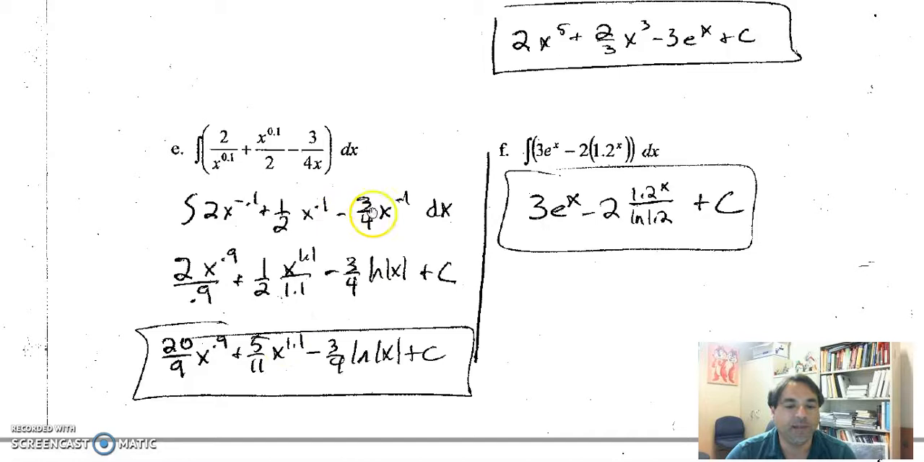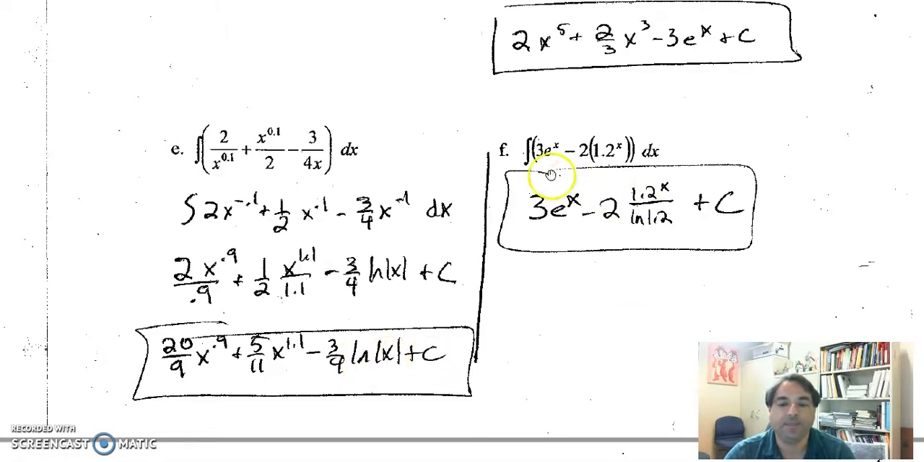To take the integral of minus 3/4 x to the negative 1, we bring down the minus 3/4. The integral of x to the negative 1, that's a special case, is natural log absolute value of x. And then don't forget your plus c. So the final answer would be 20 over 9, x to the 0.9, plus 5 over 11, x to the 1.1, minus 3/4, natural log absolute value of x, plus c.